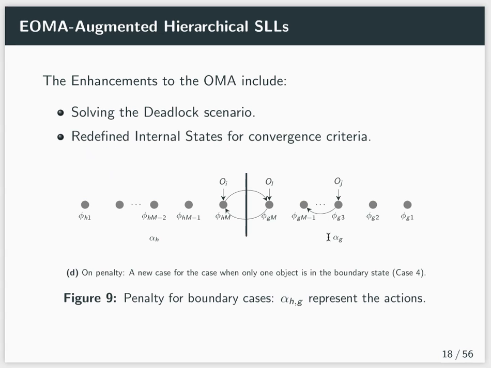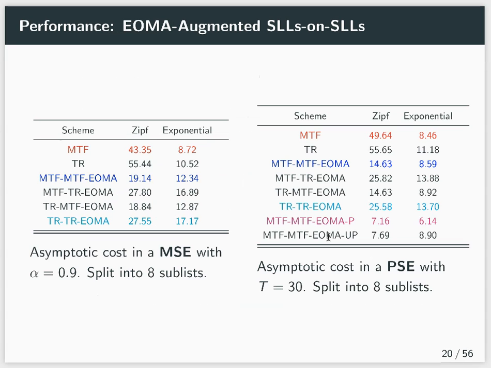The enhanced OMA is nothing but the OMA, except that it takes into consideration the final convergence criteria. And from the results we have, we can see that for the ZIF distribution, it takes 43.35 units to assess it, whereas the MTF takes 19.14 units. So you can see that there is a marked improvement, and the same thing happens for the periodic switching environment. The MTF takes 49.64 units, whereas when we use the MTF EOMA, it takes just 14.63 units, also a marked improvement.